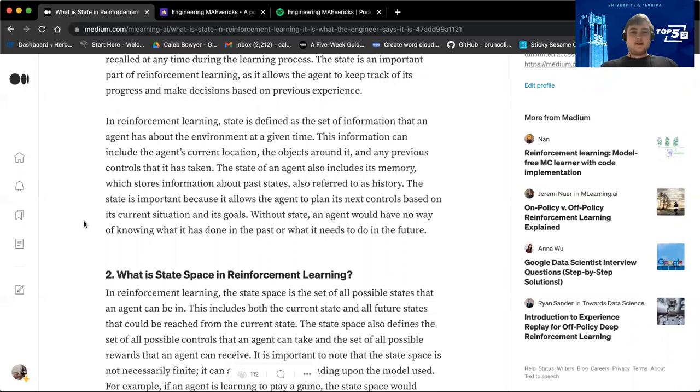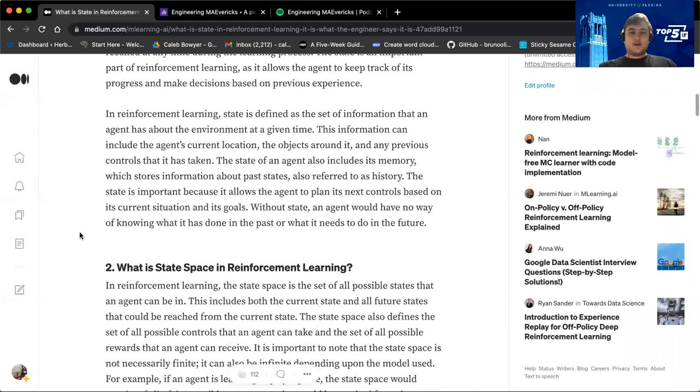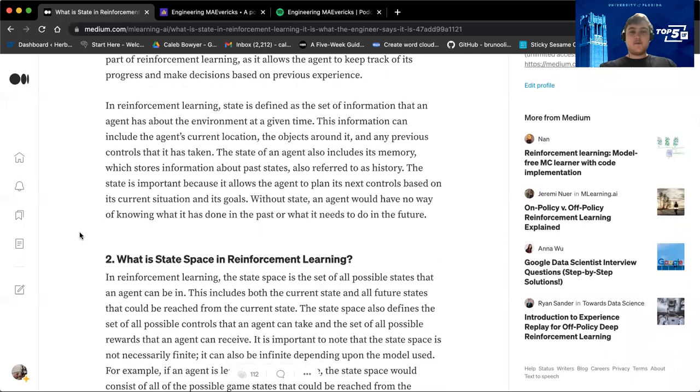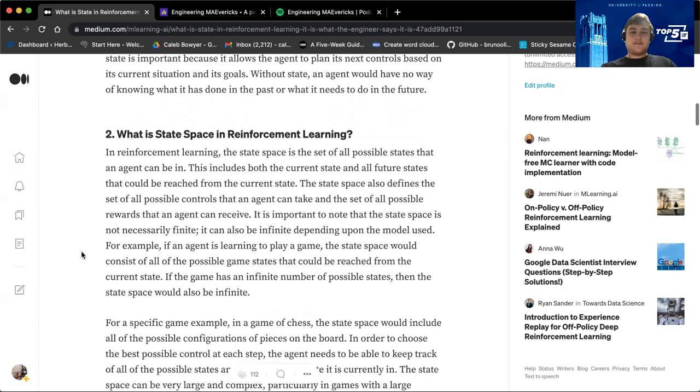In reinforcement learning, state is defined as the set of information that an agent has about the environment at a given time. This information can include the agent's current position, the objects around it, and any previous controls that it has taken. The state of an agent also includes its memory, which stores information about past states, also referred to as history. The state is important because it allows the agent to plan its next controls based on its current situation and its goals. Without state, an agent would have no way of knowing what it has done in the past or what it needs to do in the future.